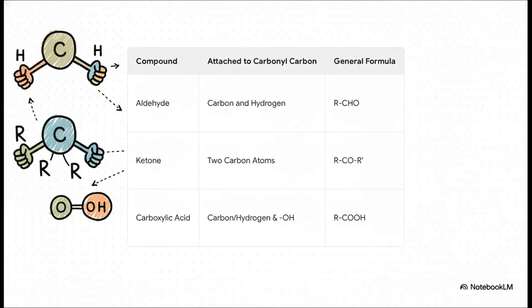So, what the carbonyl carbon holds in its two hands, that decides everything. If one of those hands is holding a hydrogen atom, we call it an aldehyde. If both hands are busy holding other carbon groups, it's a ketone. And if one hand holds a hydroxyl group, an OH, it becomes a carboxylic acid. See? It's all about who's attached to that main carbon.